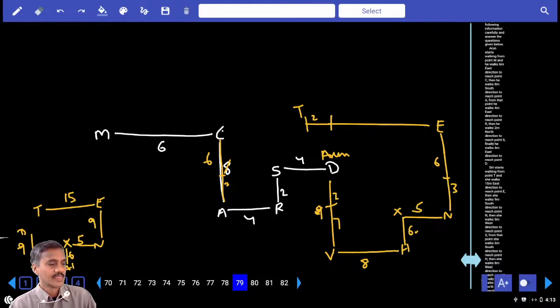Question number 79: what is the distance between T and M? Now we need to find the distance between T and M. What is the distance here?